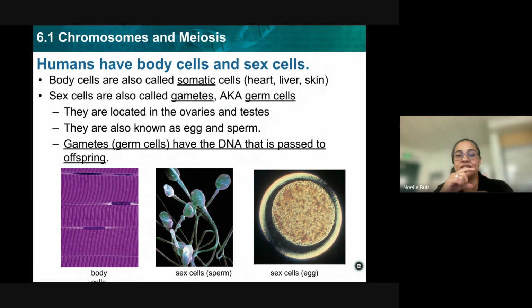So ovaries and testes are the actual organs that make those cells. The cells are known as eggs and sperm. And these cells, the gametes, have the DNA that gets passed to offspring. So you could have a mutation in your heart cells, but those won't necessarily get passed on to your children if they are not part of your DNA in your sperm and eggs.